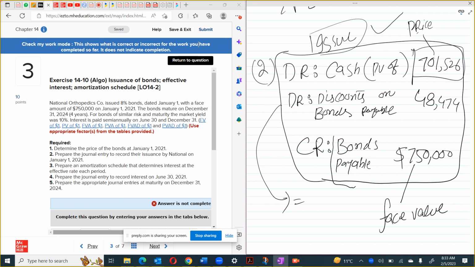Monthly, or you are paying, but normally don't confuse with the monthly or annually, because I have observed one thing: they haven't asked you whether the interest is compounded monthly or annually. Always it is semi-annual. So that's why focus more on the semi-annual.